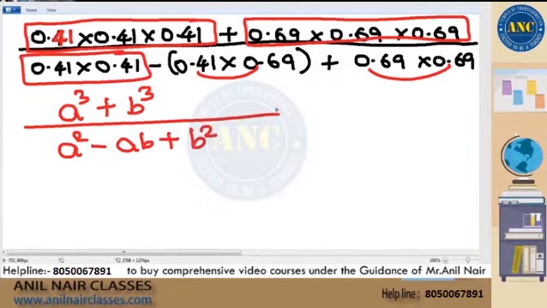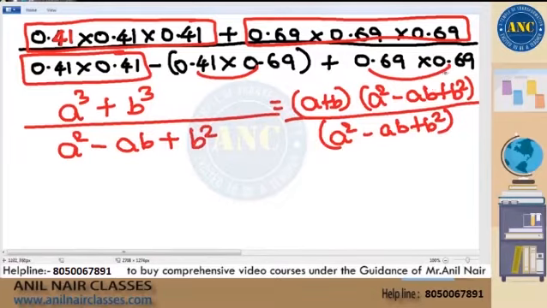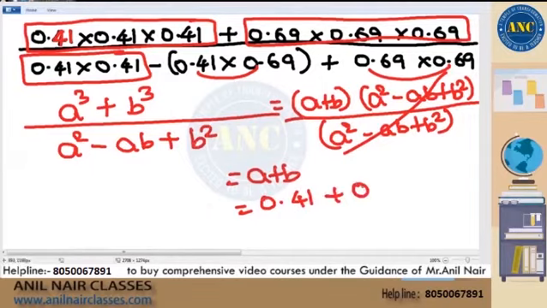B square. You already know the notation of a cube plus b cube: it is a plus b into a square minus ab plus b square. The same term is there in the denominator also, a square minus ab plus b square. Remove everything and you will be left only with a plus b, where a is 0.41, b is 0.69. 0.41 plus 0.69 is 1.1.